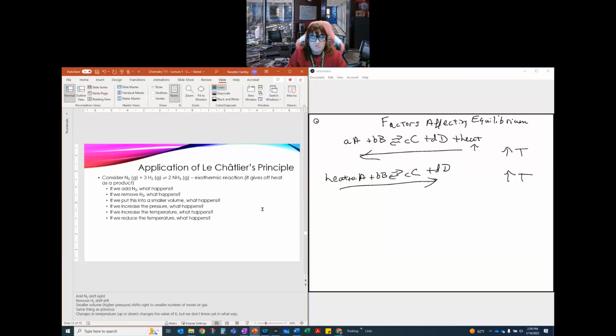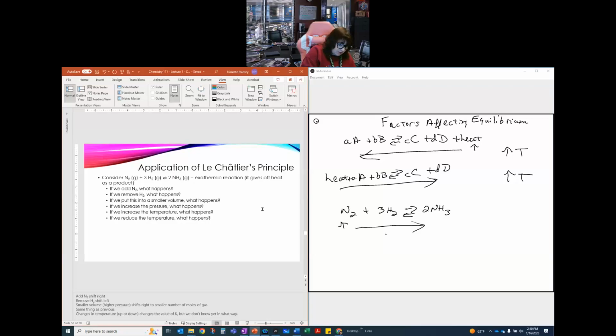So I am given a reaction, N2 plus 3H2 goes to 2NH3. Can you tell I like this reaction? It is an exothermic reaction. It gives off heat as a product. So if I add N2, what happens to that? Well, if I add N2, I have N2 plus 3H2 goes to 2NH3. And I'm not going to label the phases at this point because you can see them there. That's the only reason I'm not doing it. So if I add N2, so I increase the N2, then I'm going to shift forward.